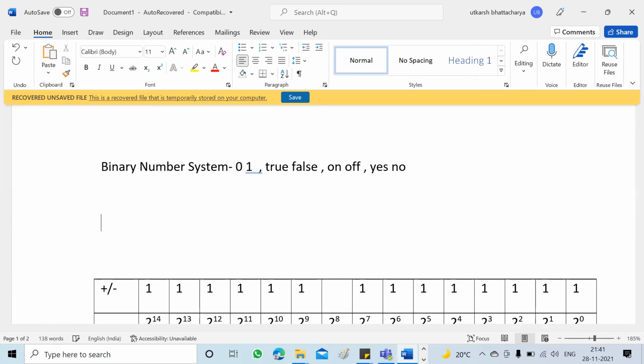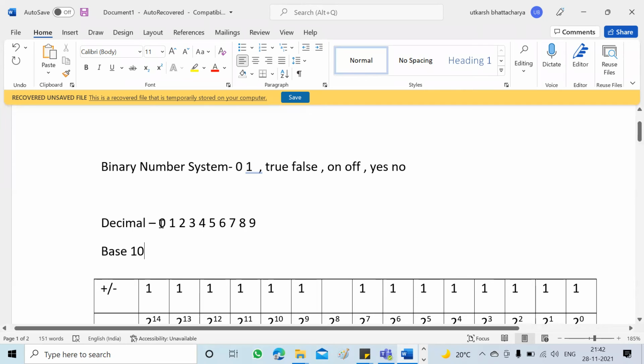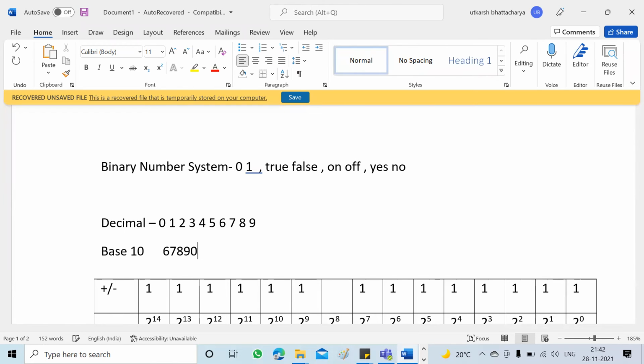In our decimal system, we use 0, 1, 2, 3, 4, 5, 6, 7, 8, 9. We call it a base 10 number system, because in the base we have 10 different individual digits, which are the building blocks of the entire number system. For example, you wrote a number like 6789.